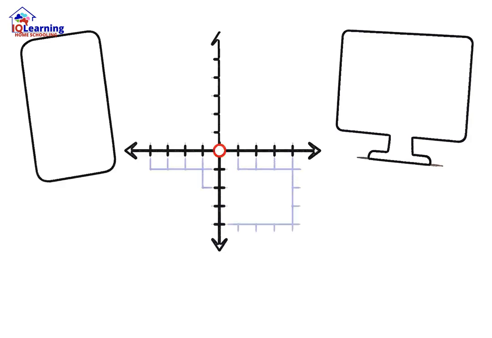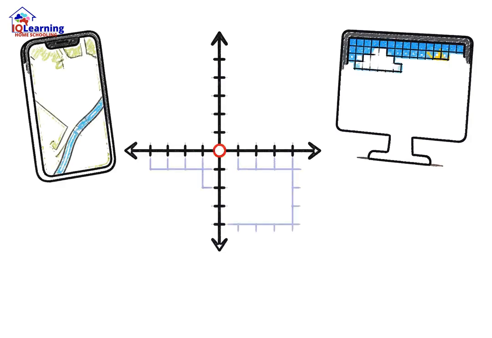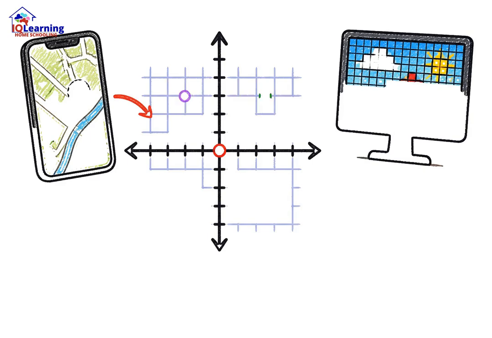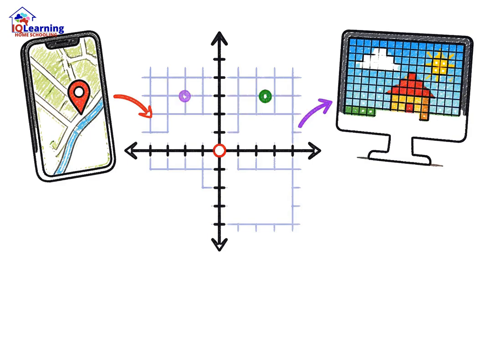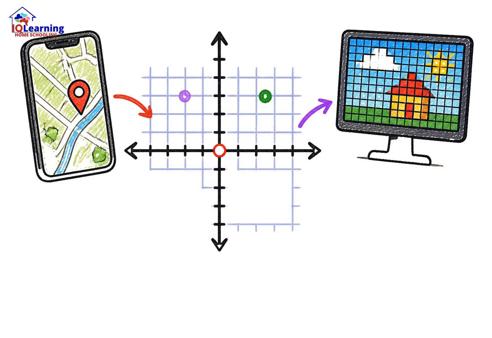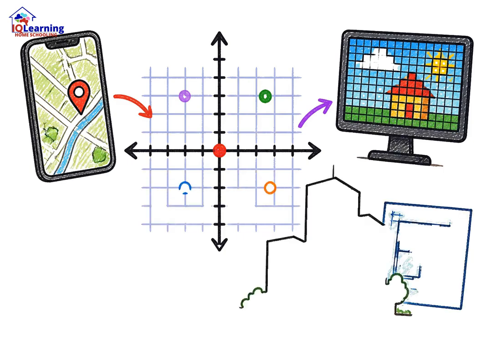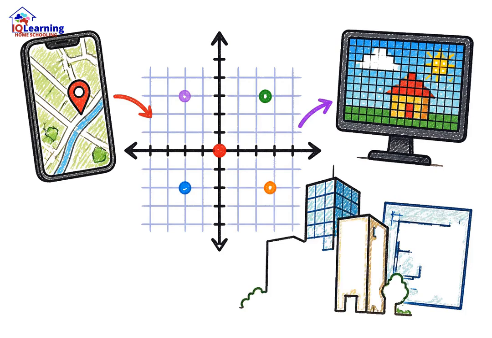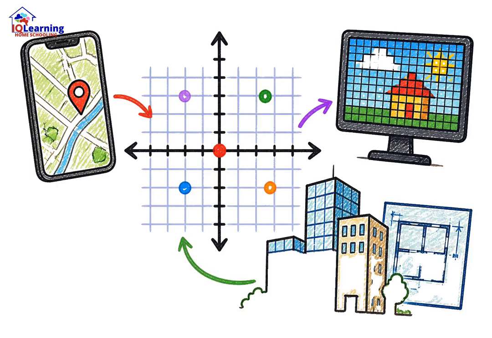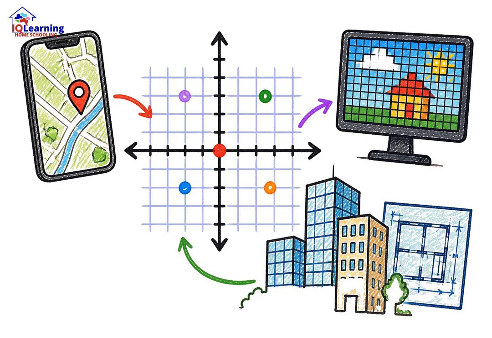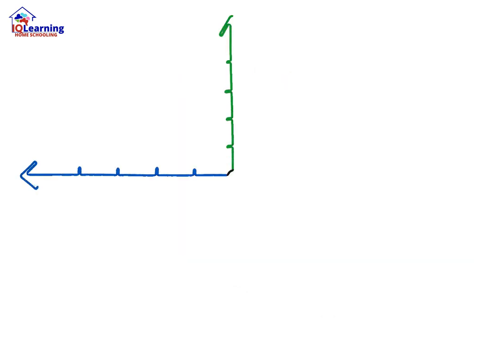In the 17th century, a philosopher named René Descartes had an idea that fundamentally changed how we see the world. He realized that any point on a flat surface could be given a unique address, just like a house on a street. This system, the Cartesian plane, is the hidden blueprint behind your phone's GPS, every pixel on your computer screen, and even the design of buildings. So how does it work?